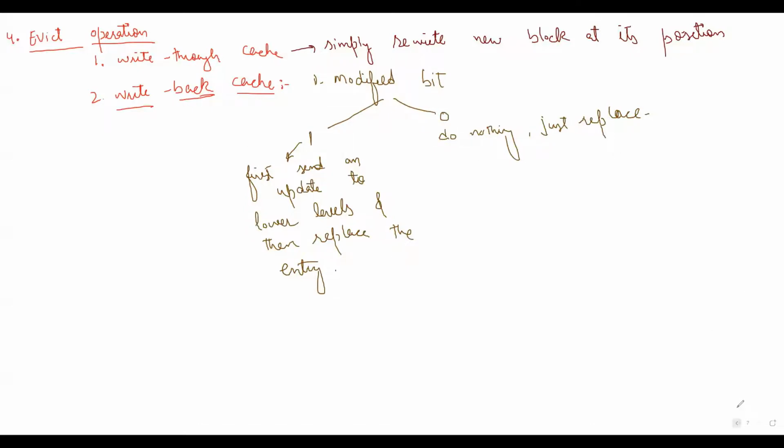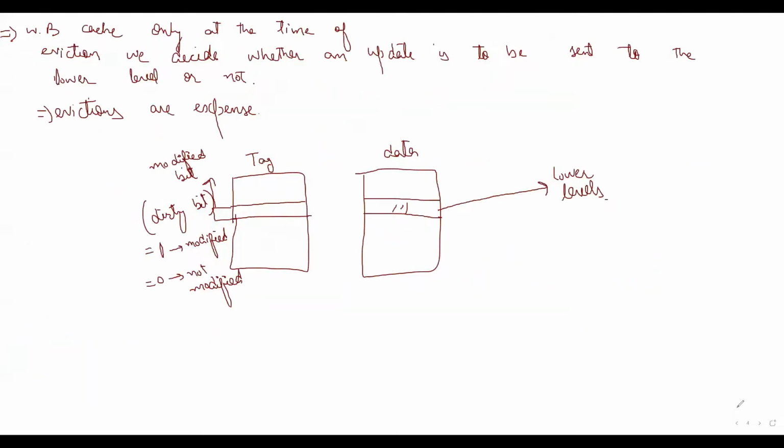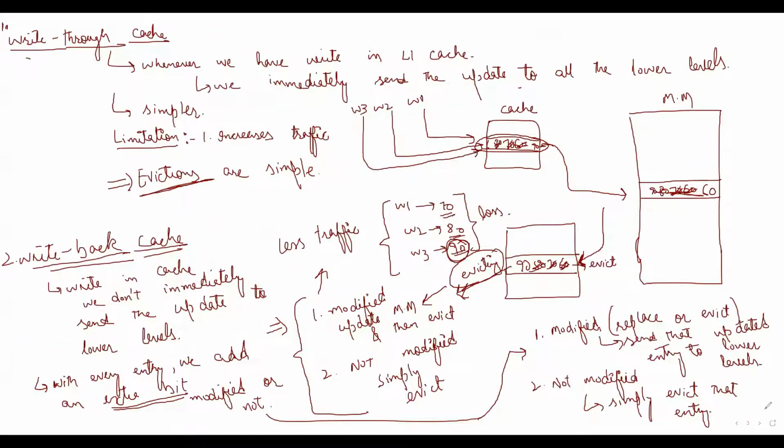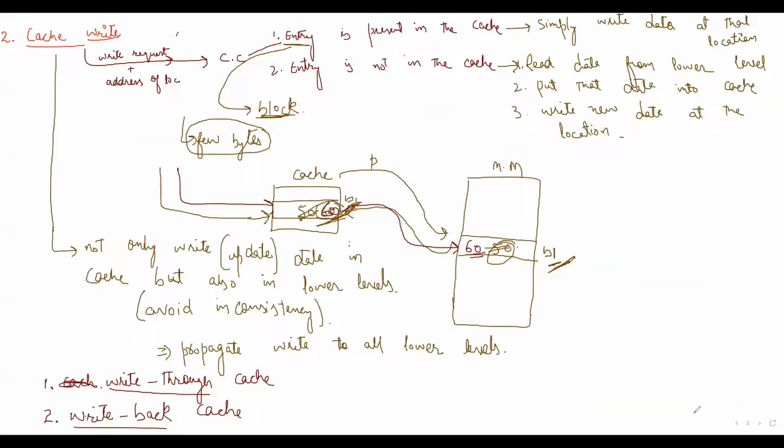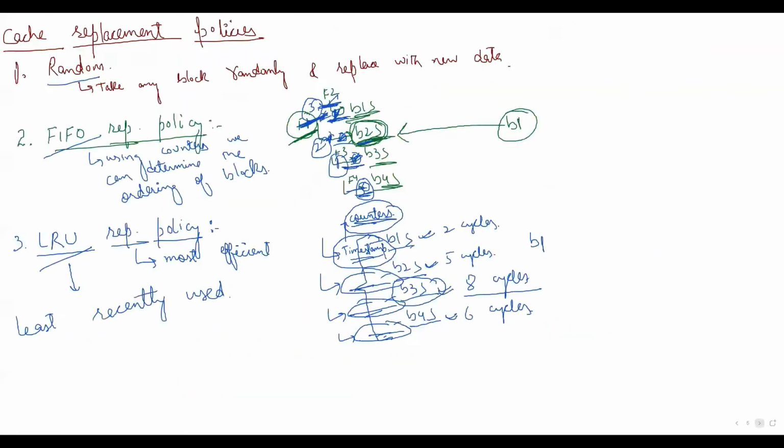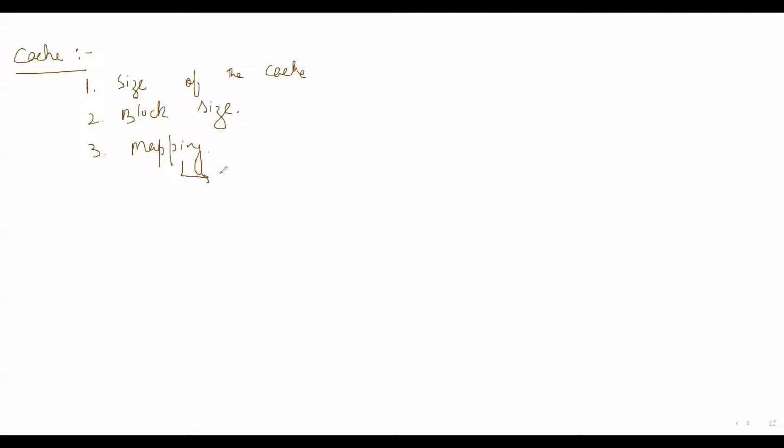Okay. So with this, we completed the discussion about the different operations that we have to perform in case of a cache. Whenever you have any cache, you should know the following about it. First, you should know the size of the cache. Second, you should know the block size. You should know the mapping. And if it is set associative, you should know the number of blocks in each set.